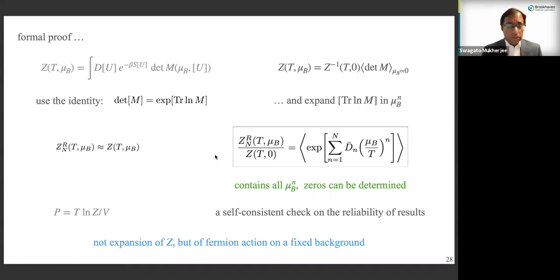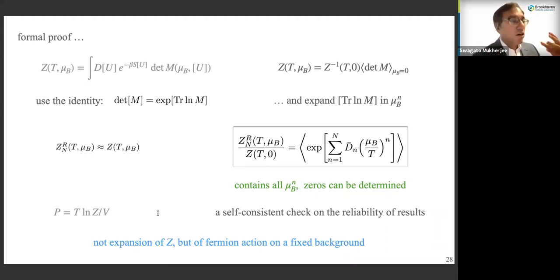So remember, this is not an expansion of the partition function. The partition function is defined once you sum over all the gauge fields. So I'm not expanding the partition function. I'm expanding the fermion action on a given gauge background. Now, if you try to expand the partition function, the singularities are of the partition function. They only arise once you make the gauge average. On a given gauge background, there is no singularity.